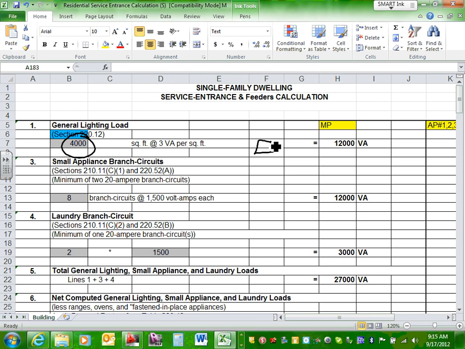So, but what I need to know, if you look, I need the step. I need what the step is. I need the reference and the calculation, and the calculation for each one of them. And of course, the reference is the NEC code book.